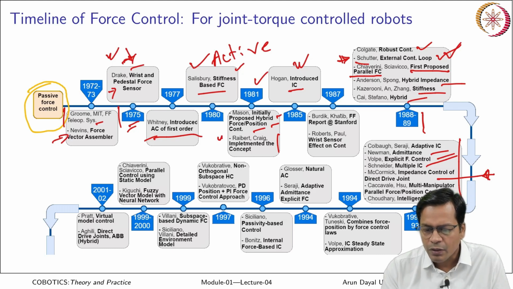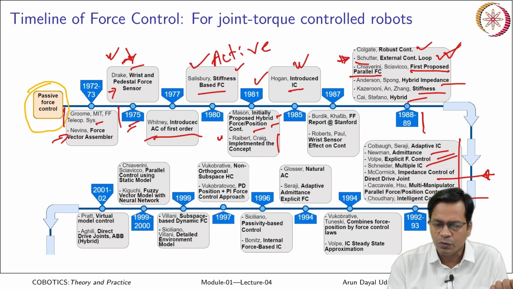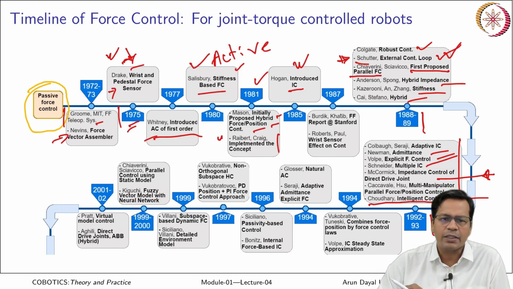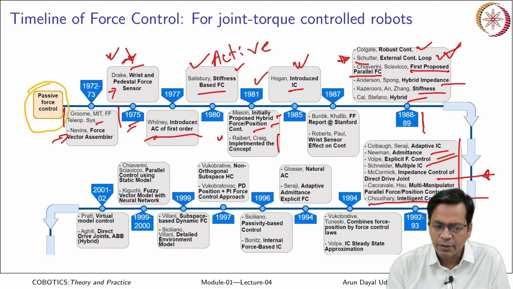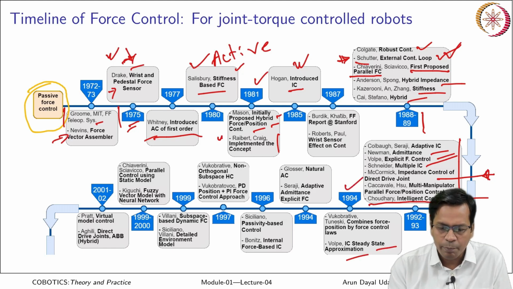And then Cockewell came up with multi-manipulator parallel force position control, and intelligent control also is reported here. From here you see quite a lot of papers started coming in intelligent control. Okay, and then in 1994 some steady state approximation came in, passivity based controller, force based impedance controller, and multiple control approaches, PD and PI, PD for position, PI for force control was used.